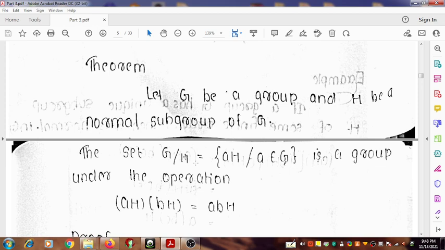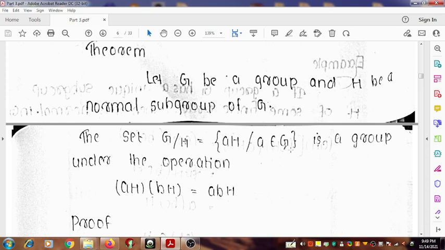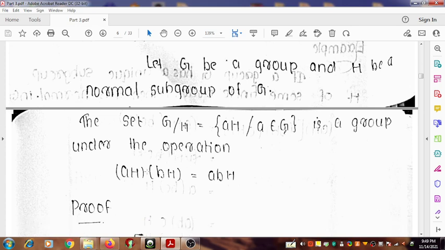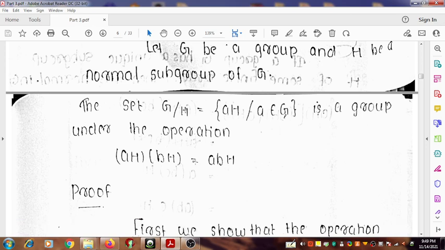For proving that it is a group, we want an operation which is defined on that non-empty set. This is the non-empty set, G bar H equal to the set aH such that a is an element of G. In this non-empty set we want a binary operation, and that operation is given here: aH dot bH equal to abH, where a and b are two elements of G. So this is the way we can combine two elements in that non-empty set.